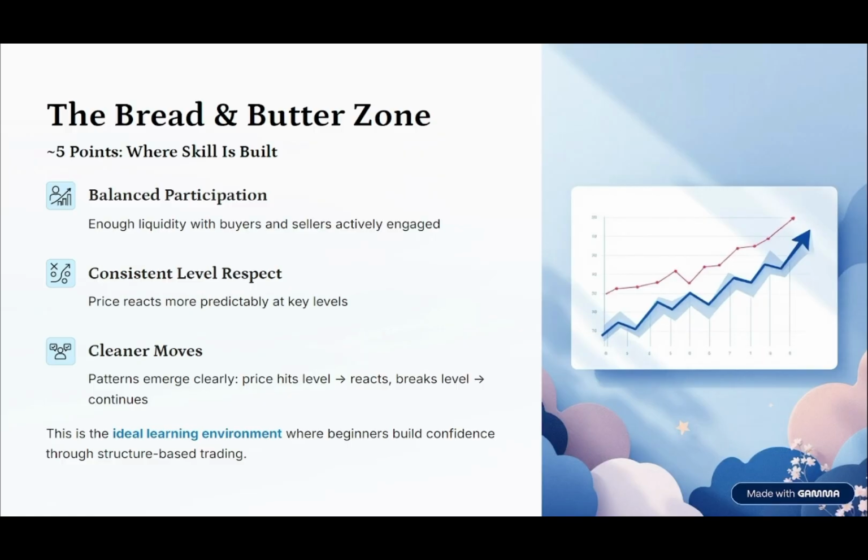The spread offers cleaner moves with clear patterns. A price hits a level, it reacts. A price breaks a level, and it continues. We find this spread to be the most ideal and consistent environment for beginners, allowing them to build confidence through structured-based trading.